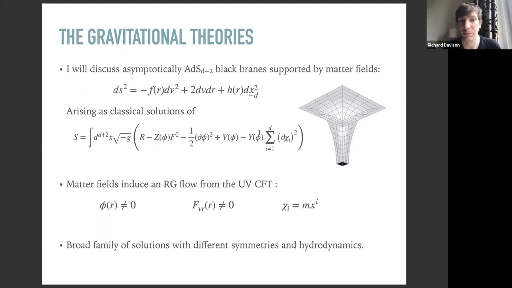And I'm going to allow myself to have solutions in which the matter fields are non-trivial, and so they induce some RG flow from a CFT in the UV to something much more complicated in the IR. So I'm going to allow myself to have a scalar field that runs in the radial direction. I'm going to allow a radial electric field, and I'm going to allow these scalar fields chi I to break translational symmetry in a particular way, by making their sources proportional to the spatial coordinates of the field theory. Okay, so this is the kind of general type of solutions I'm going to look at. So this includes Schwarzschild AdS and Reissner-Nordström AdS and huge numbers of different examples, most of which you can only construct numerically. And these examples can have different symmetries, and so they can have different hydrodynamics.